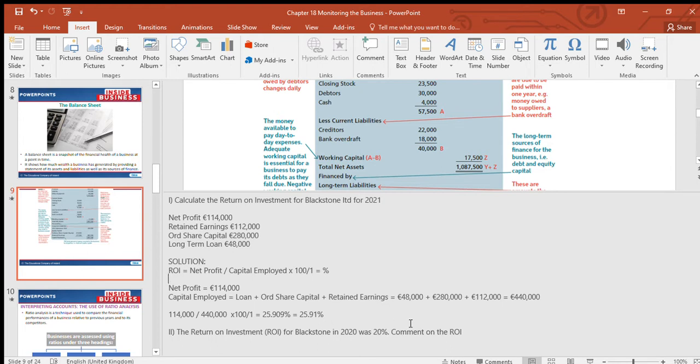Comment on the ROI. The return on investment, you can say, is the monetary return that an investor or a shareholder would get from investing their money in a business. So if they invested €100 in 2020, they'd expect 20% return, a €20 return. But now that's gone up to 25.91%. So this is an improvement, 5.91%. It's positive. It means that there's more return for the shareholders. It means that the company has put their resources to more efficient use, or the profit has increased. That's what you're talking about there for ROI.